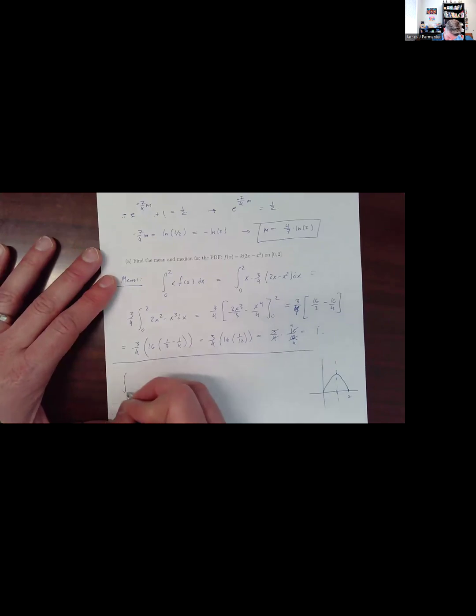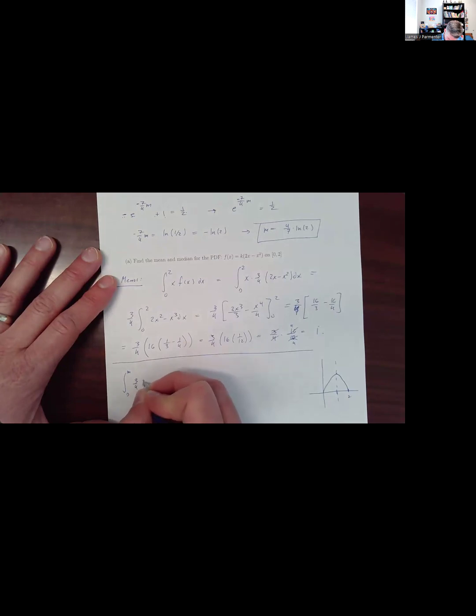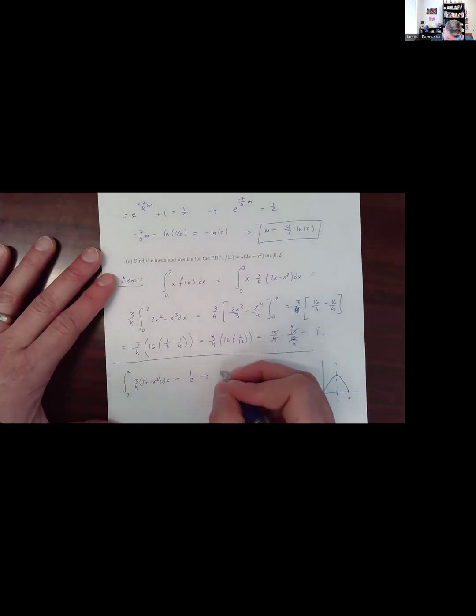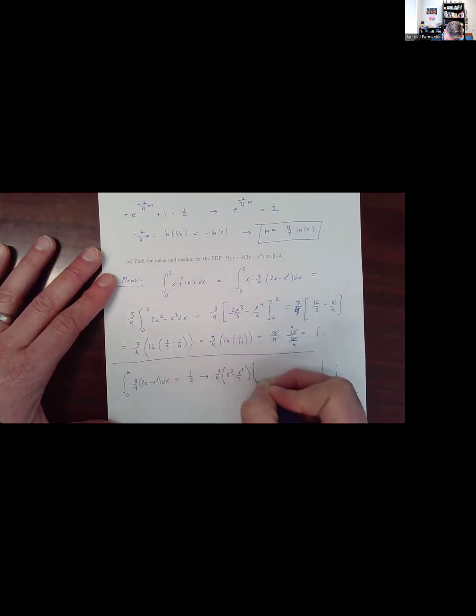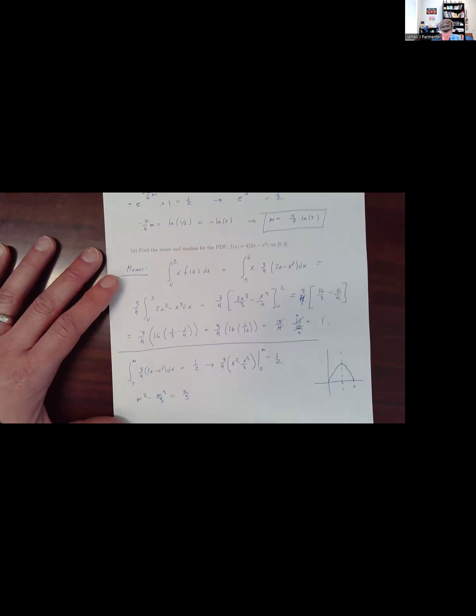If we set the integral from 0 to m of our function, 3/4 times 2x minus x squared dx, equal to 1/2, that's going to give me 3/4, integrate that, you get x squared minus x cubed over 3 from 0 to m equals 1/2. I multiply both sides by 4/3 to get m squared minus m cubed over 3 equal to 1/2 times 4/3, which is 2/3.